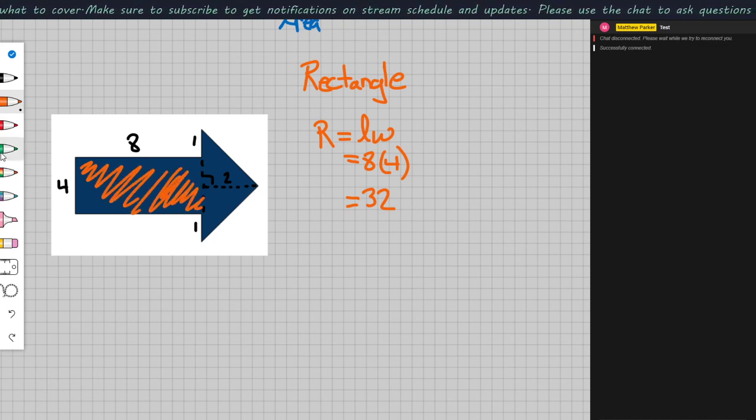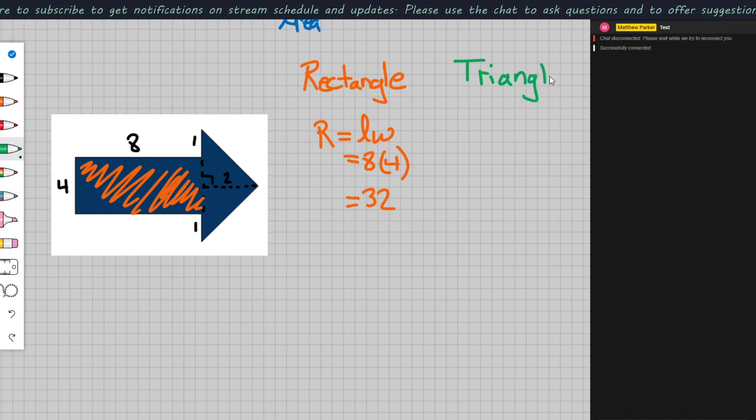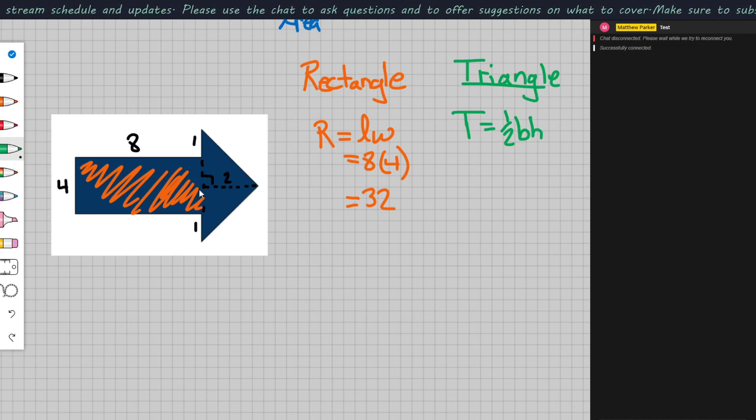Now, for the next shape, the triangle. This one's going to be a little bit tricky because remember, the area of a triangle is half base times height. Our base though is from this corner to this corner. It's this entire length. Because if I was to rotate this, let me do.